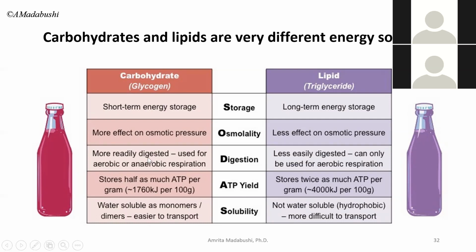Carbohydrates have a lot of different functions. They can be easily digested. They are used for aerobic and anaerobic respiration, which we are not going to do during this course, but they're just for releasing ATP. They are water soluble as monomers and dimers and easy to transport. On the other hand, lipids are long-term energy sources. They have less effect on osmotic pressure because they are not soluble.